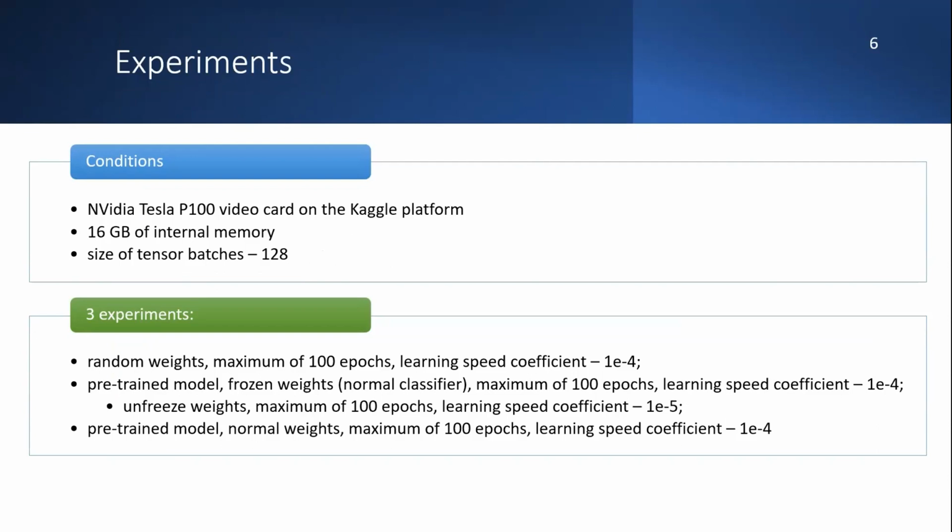The basic training procedure of each CNN was divided into three experiments, each containing a limitation of 100 epochs and a learning rate of 1E-4. The first experiment was used to train the model from scratch. The second experiment was used to fine-tune the pre-trained model by using the frozen weights, unfreezing them, and finishing training. The third experiment was used to transfer the pre-trained model to the new model.